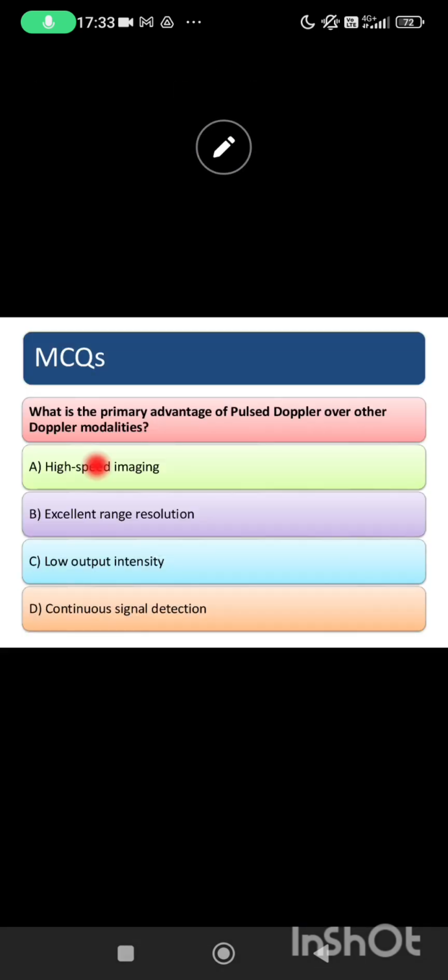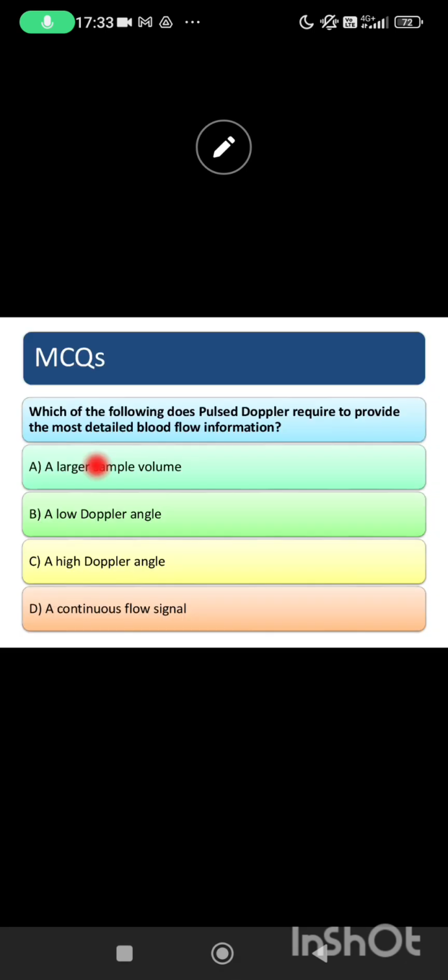Okay, now let's discuss the MCQs. So first one is, what is the primary advantage of pulse Doppler over other Doppler modalities? Excellent range resolution. Okay, very good. This one, which of the following does pulse Doppler require to provide the most detailed blood flow information?